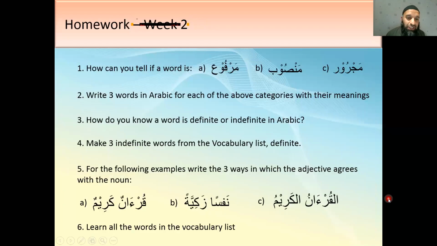So, three minutes left, about. So this is the homework. How can you tell if the word is marfu? How can you tell if it's mansoob? How can you tell if it's majroor? The answers are all in what we just covered today in the slides.